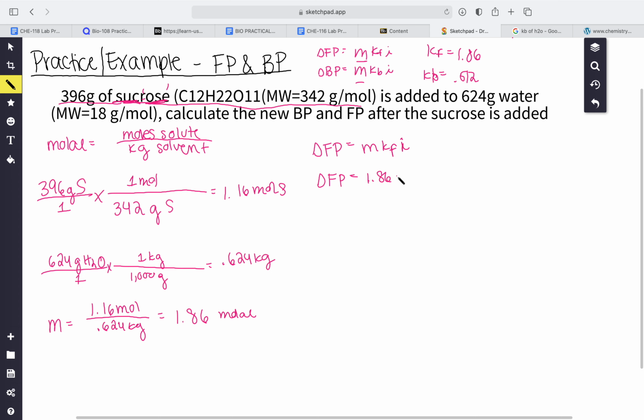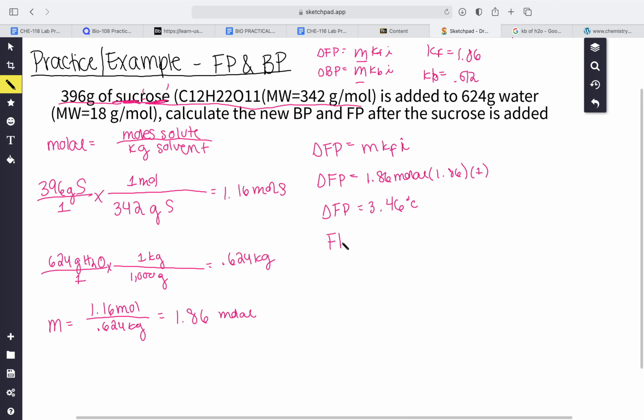So I'm going to say the change in freezing point is equal to the molal, which is 1.86 molal, and then the Kf is 1.86. Interesting, I think we went over that in class about how funny that is. 1.86 times 1.86, and we will get a change in freezing point of 3.46 degrees Celsius. Now, it's asking for us to find the new freezing point.